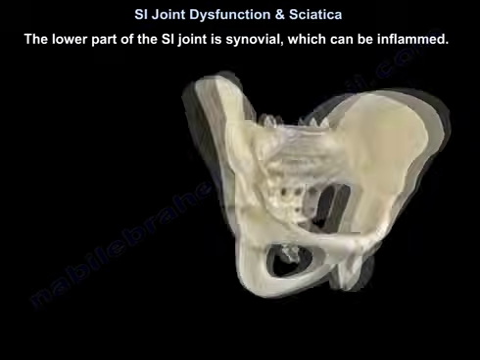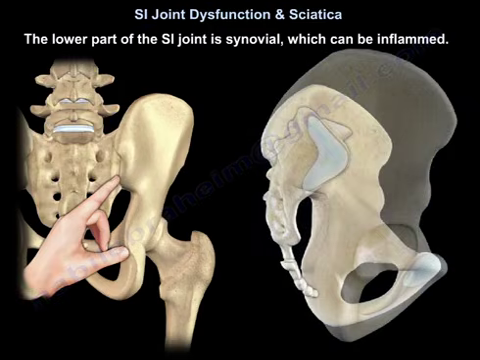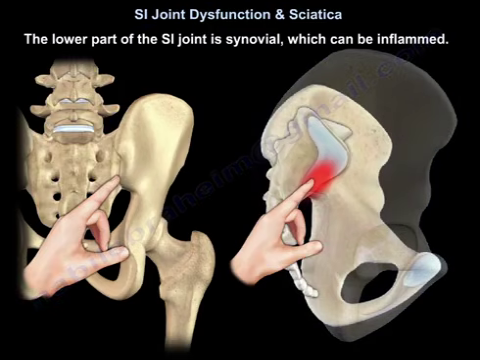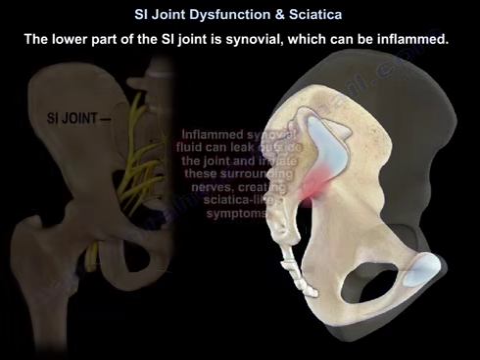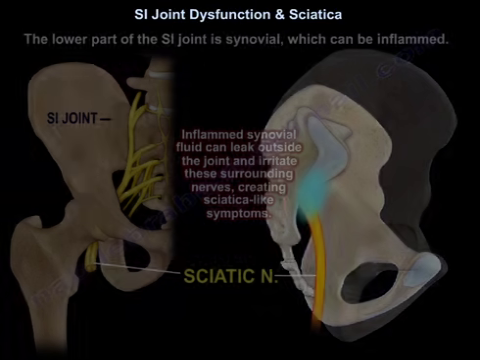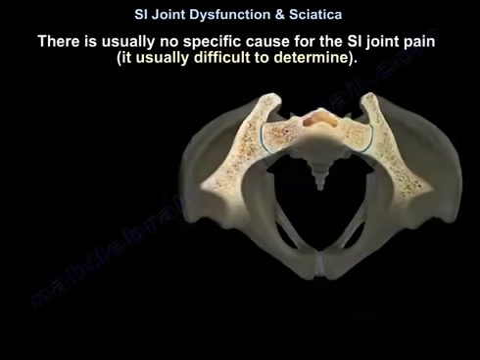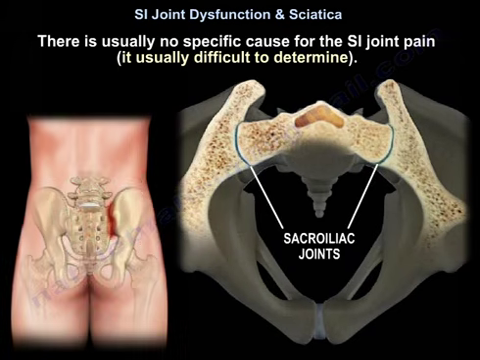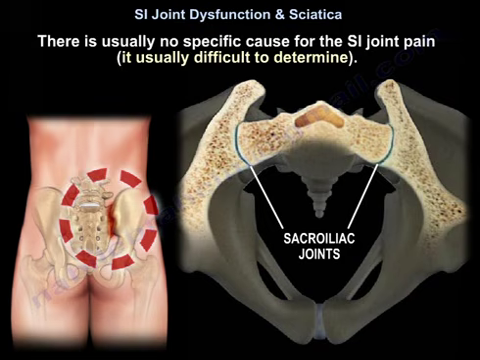The lower part of the sacroiliac joint is synovial, which can be inflamed. This inflamed synovial fluid can leak outside the joint and irritate the surrounding nerves and create sciatica-like symptoms. Usually, there is no specific cause for the sacroiliac joint pain. The cause is usually difficult to determine.